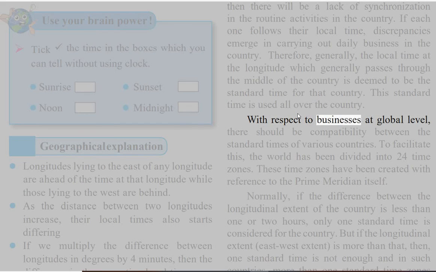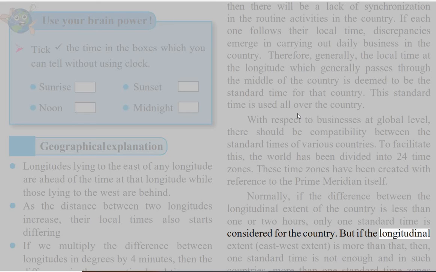With respect to businesses at the global level, there should be compatibility between the standard times of various countries. To facilitate this, the world has been divided into 24 time zones. These time zones have been created with reference to the prime meridian itself. Normally, if the difference between the longitudinal extent of the country is less than 1 or 2 hours, only one standard time is considered for the country.